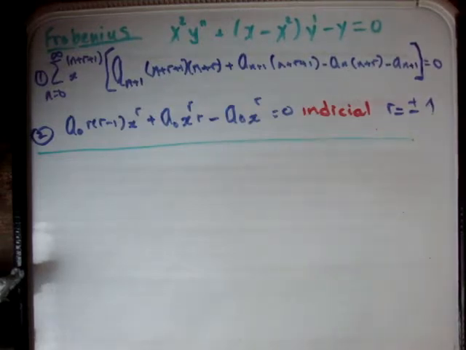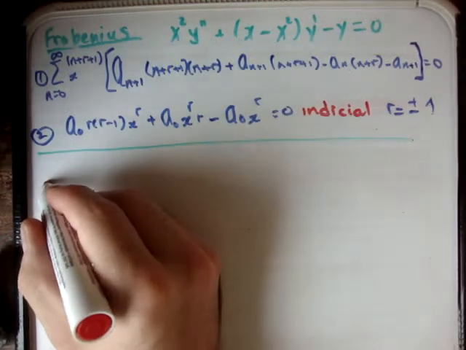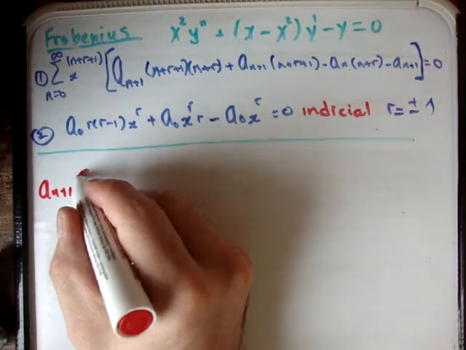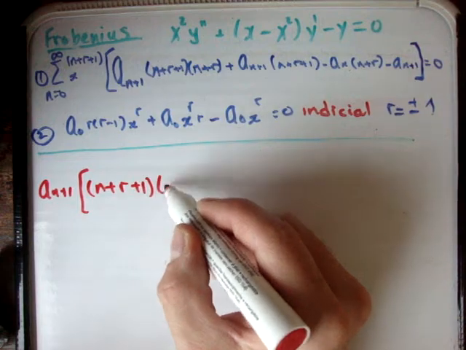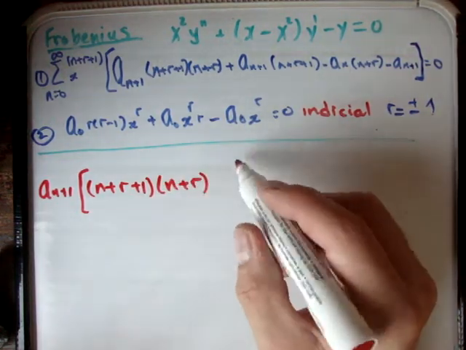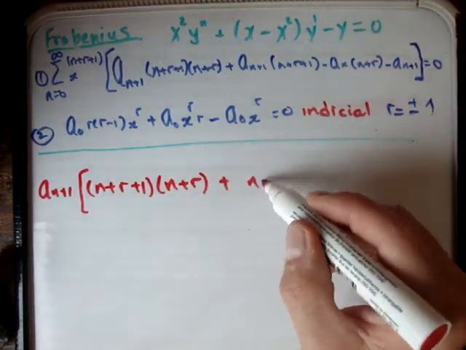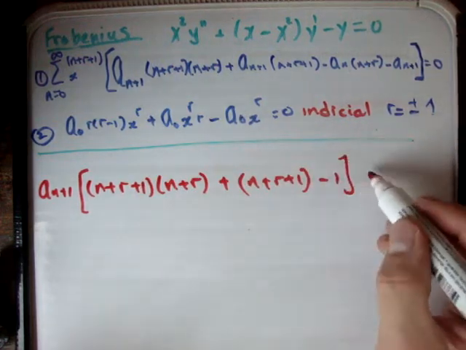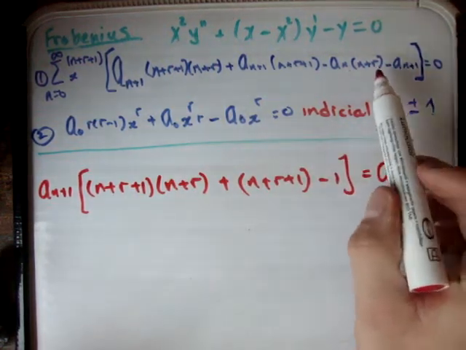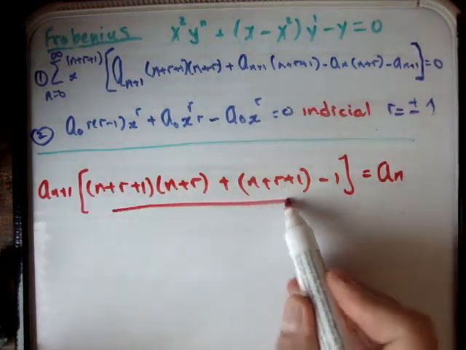Now I'm just going to factorize it out immediately, and we're going to get the following. We're going to get a_(n+1) outside of (n plus r plus 1) times (n plus r) plus (n plus r plus 1) minus 1 is equal to a_n times (n plus r). So I'm just going to divide immediately by n plus r here.